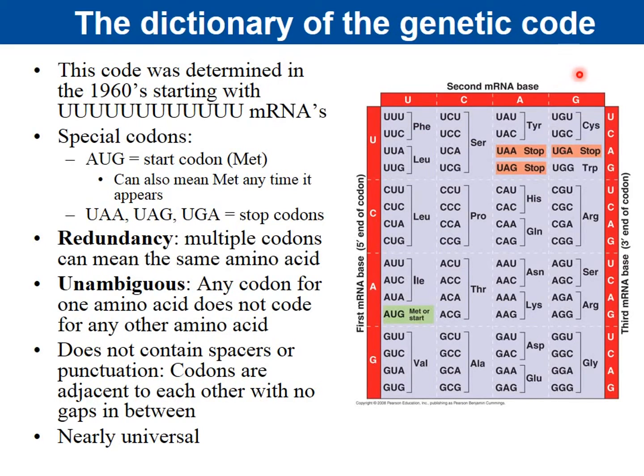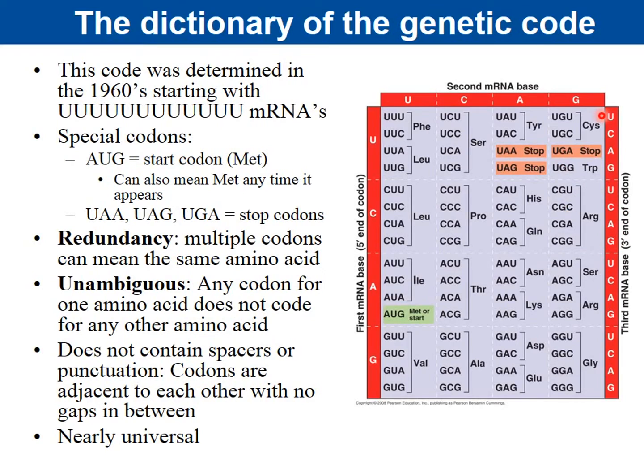Now, if you look at this, the way that you read this, over here on the left, is the first mRNA base. So let's say our codon was CGG. Okay, so let's say we're trying to look for CGG. So here's C. Second base is here, G. G. So CGG would give us arginine.